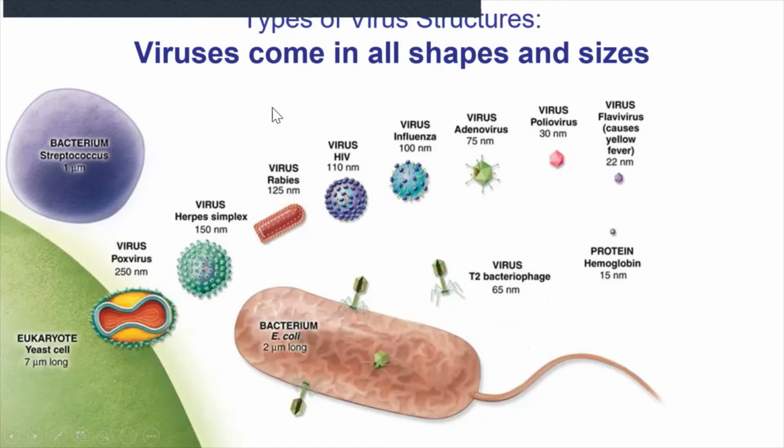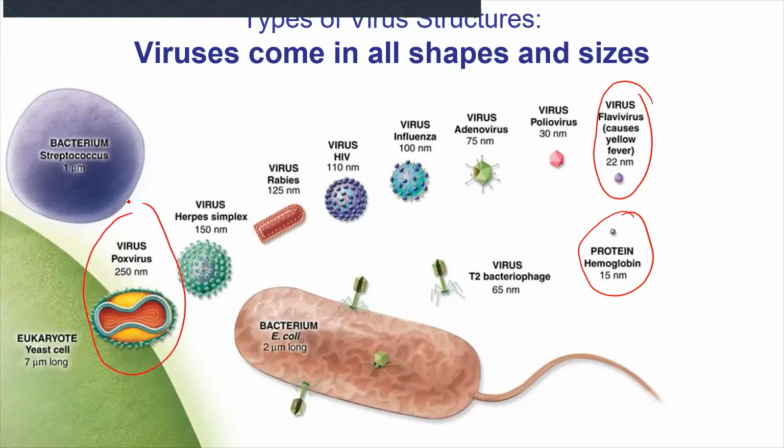So as I mentioned, they come in all shapes and sizes. You can see there's E. coli in the center of the slide, and the bacteriophage in comparison, not much bigger than the hemoglobin protein, and also not much bigger than the flaviviruses, which cause things like yellow fever and Zika. Some of the larger viruses, like smallpox, over here is not as big as E. coli, but getting there. It's a very large virus, has a very large genome as well.